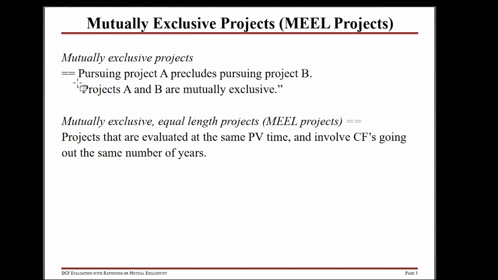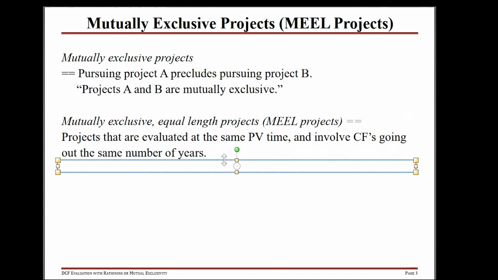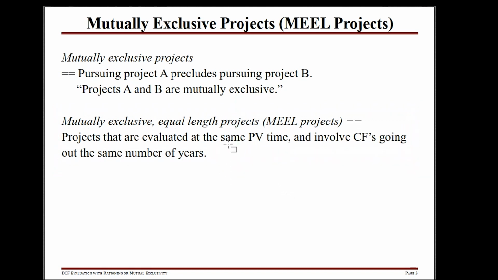Mutually exclusive just means that if we go for project A, we can't do project B. When that's true, we say A and B are mutually exclusive. The analysis of mutually exclusive projects can get fairly hairy, but there is one class that we can handle really well, and these are called mutually exclusive equal length projects.